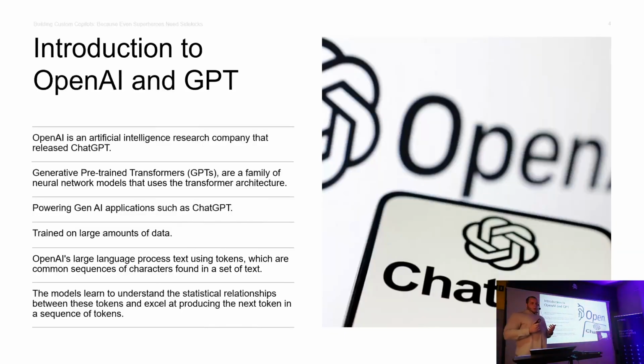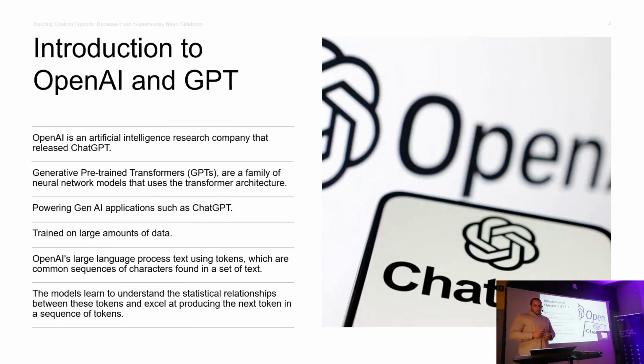So as we all know, OpenAI is the company that developed and released ChatGPT, a tool that we all know and I think everybody uses daily. These GPTs, or generative pre-trained transformers, are a family of neural network models that use the transformer architecture. And basically, they are powering generative AI applications such as ChatGPT, many of the Microsoft copilots, and maybe in the future, even your own custom copilots.